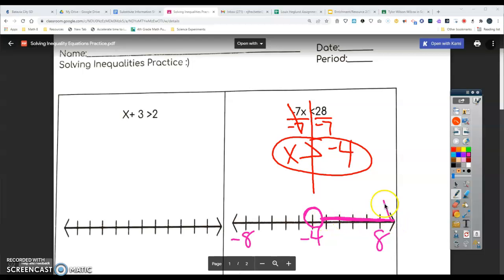Now, if you didn't realize that you needed to flip the inequality sign right here, then you would have got it wrong because you would have graphed in the other direction. Whenever you are dividing by a negative, you need to flip the inequality sign. All right? Hopefully this helps you guys remember.